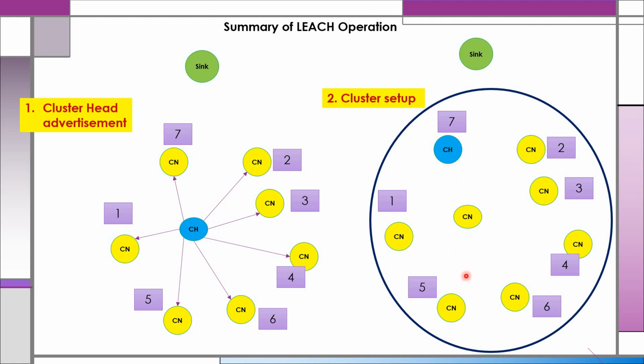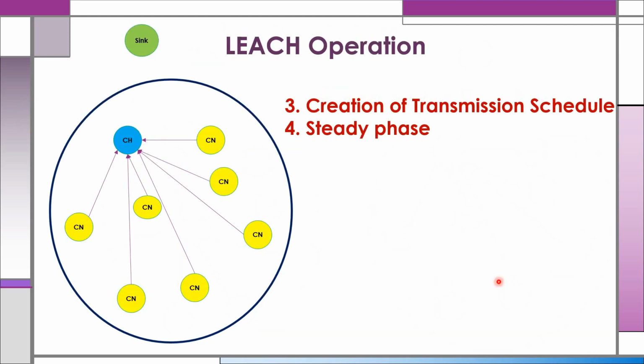Then the nodes will give a response or acceptance message to the cluster head. Once each and every node sends an acceptance message, the cluster head will decide how many member nodes are available in this particular cluster. Based on that number, it will divide the total available time slot and allot a time slot to each and every node for the data transmission.